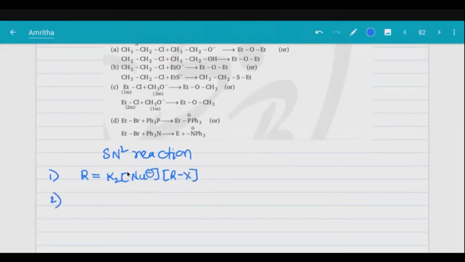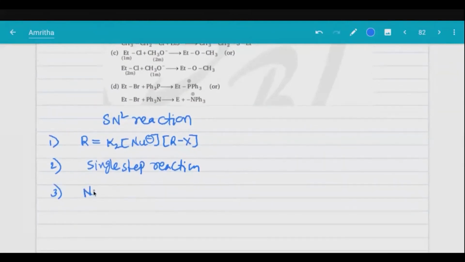Next, in SN2 reaction, is there any rearrangement? No rearrangement because there is no intermediate. It is a single step reaction, and there is no intermediate, no carbocation here. If there is no intermediate, obviously there is no chance of rearrangement here. No intermediate, no rearrangement.